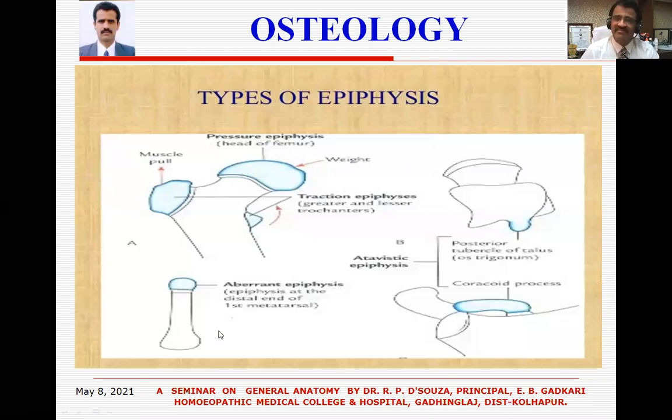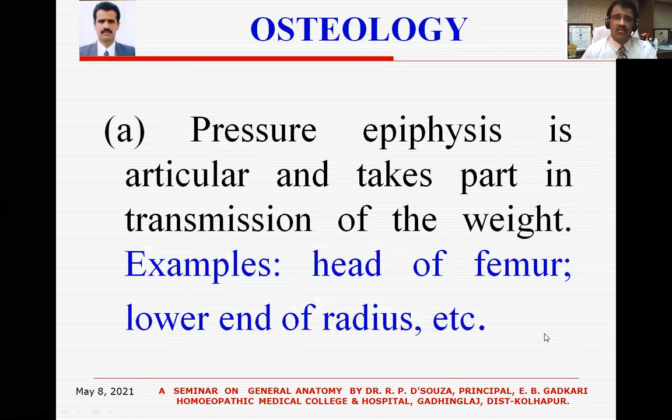And aberrant epiphysis is present in miniature long bones. The miniature long bones, though they have got two ends, only one end is having an epiphyseal plate of cartilage with growing purpose. So only one epiphysis is present in such bones, and that is called aberrant epiphysis. Epiphysis at the distal end of the first metatarsal is one example given here. Now let us see one by one what the meaning of these different epiphyses is.